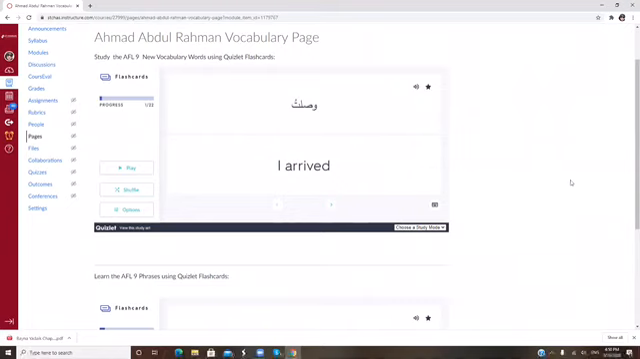Okay, so we'll start with just the basic vocabulary words. So we have wasaltu. Wasaltu is I arrived. It's a past tense verb, wasala, and we have a ta with dhamma over it for ana, okay? So wasaltu, I arrived. Fitra. Fitra is a period of time, fitra.